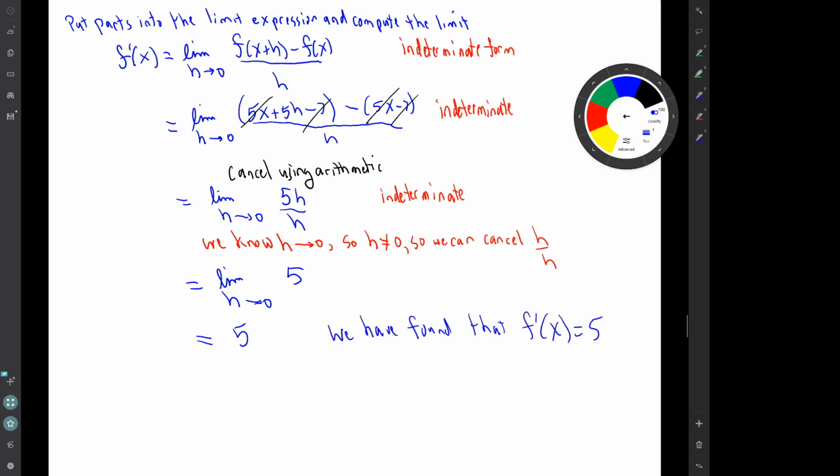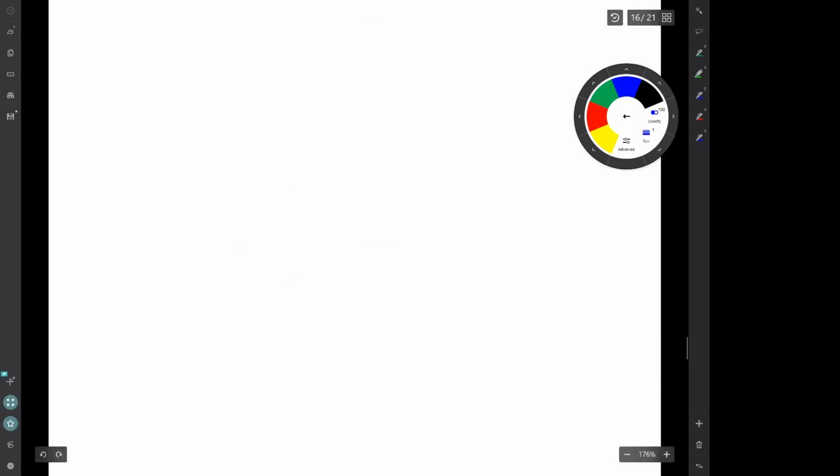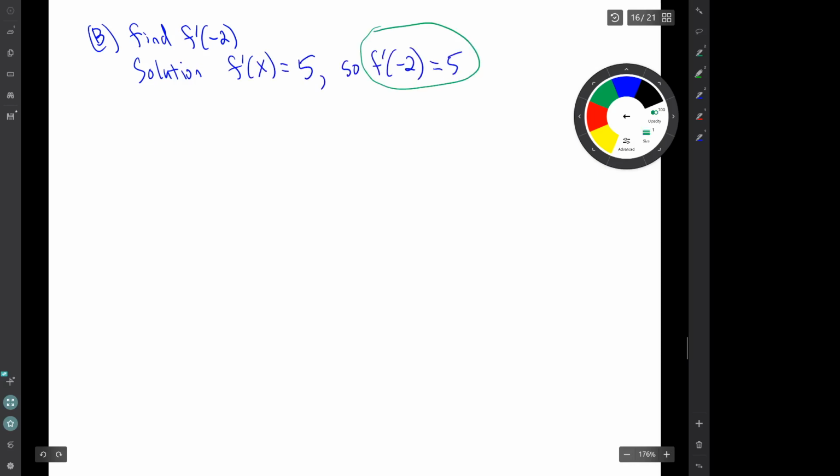Well, that's kind of strange. Let's go on to the next parts. So f prime of -2 is 5. That's the way it's going to go for all of the other ones as well.